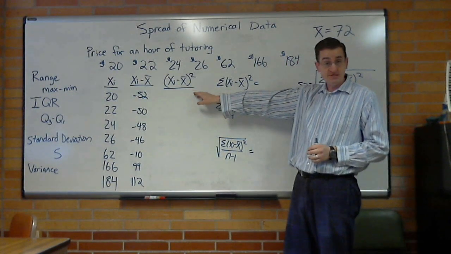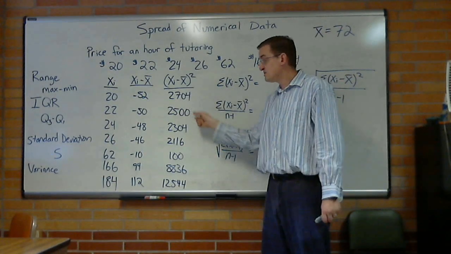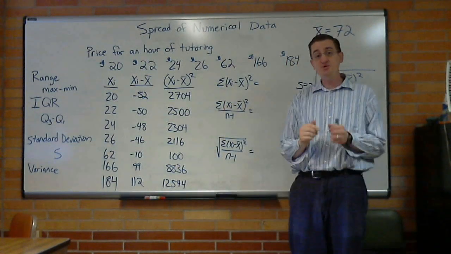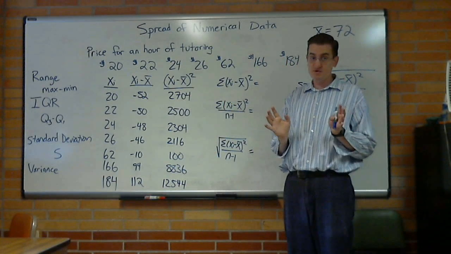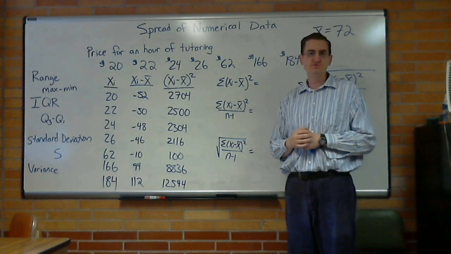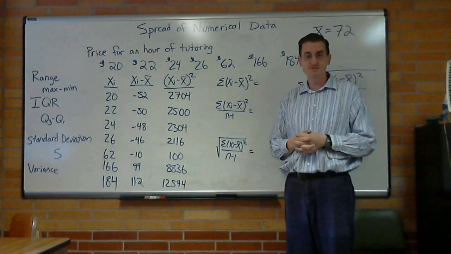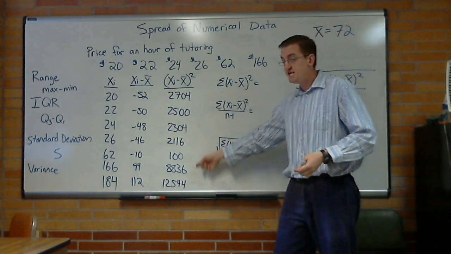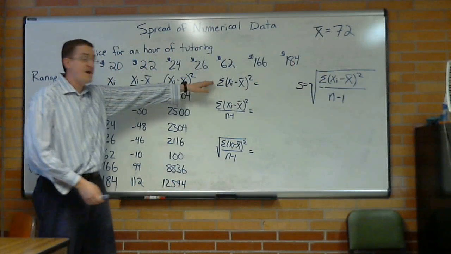Let's square each of these. Notice that they have gone positive. If you do this step and you end up with negatives, you've done something wrong. These have a name. They're called squared deviations because we're not really that creative when we come up with names. Our next step, let's take each of these squared deviations and we're going to add it up.